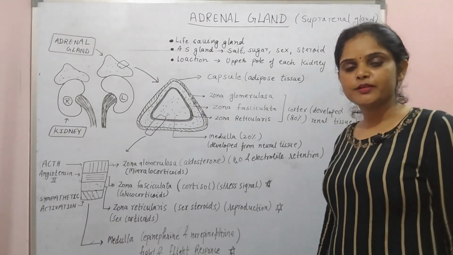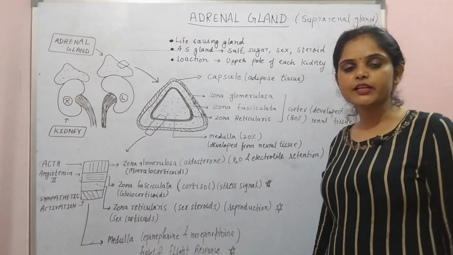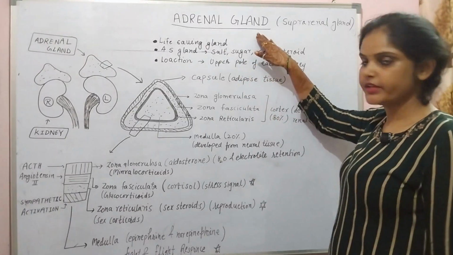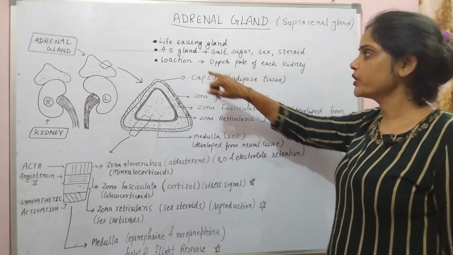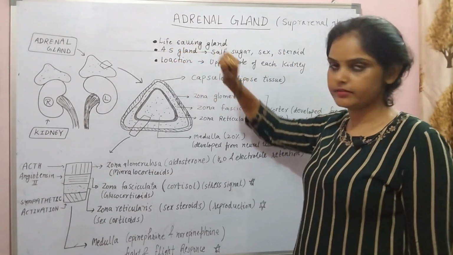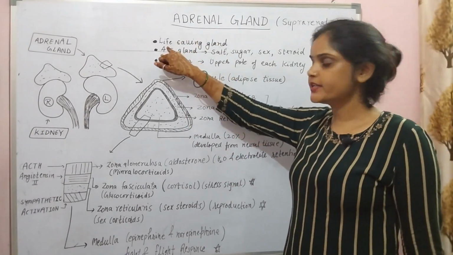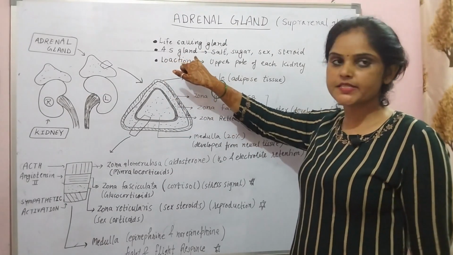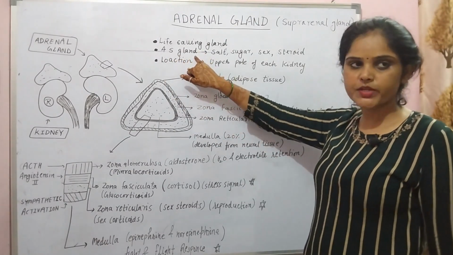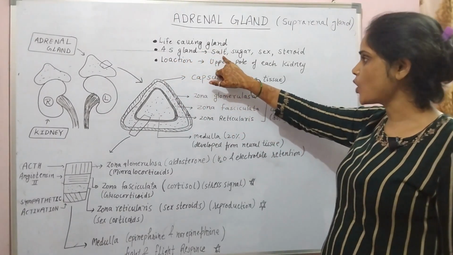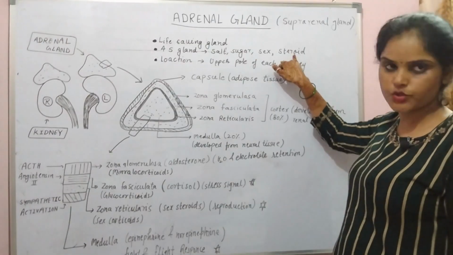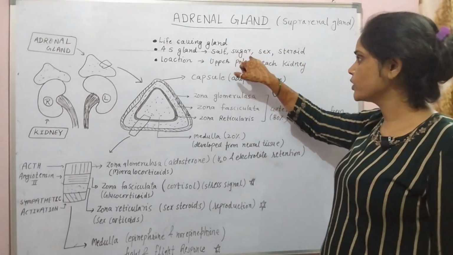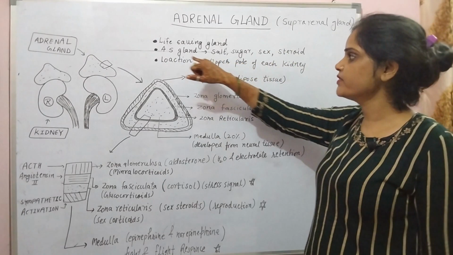Students, today we will see about the adrenal gland and its function. So, adrenal gland. This gland is also known as life-saving gland, and also known as the 4S gland. Why do we say it is a 4S gland? Because it is balancing salt, sugar, sex and steroid. Salt, sugar, sex and steroid. That's why we say it a 4S gland.